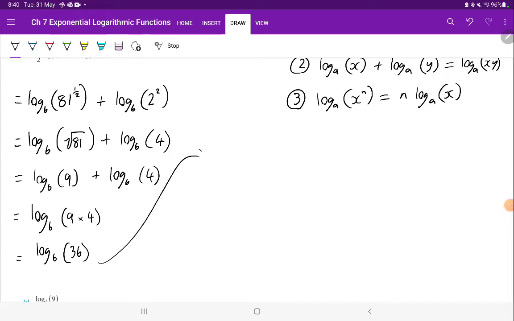Well, log 36, especially in base 6, well, we want to actually write it as 6. So that's 6 squared. The 6's cancel. Well, the log 6 cancels with the 6, and we're left with 2. Alrighty, let's look at one more example.